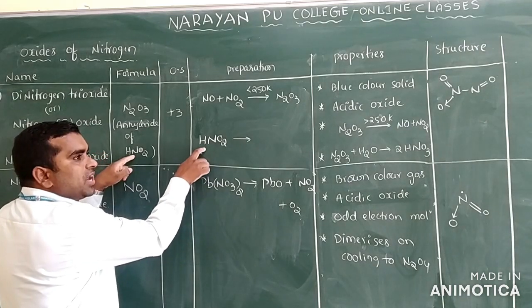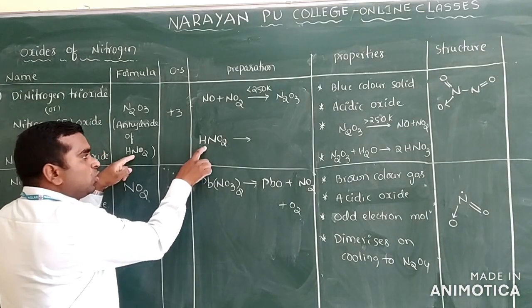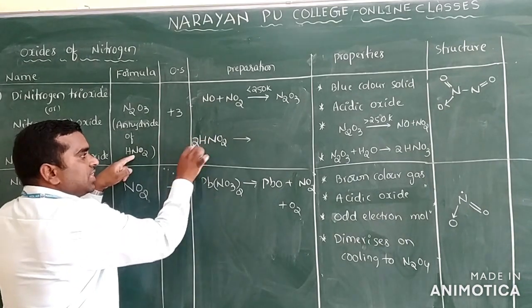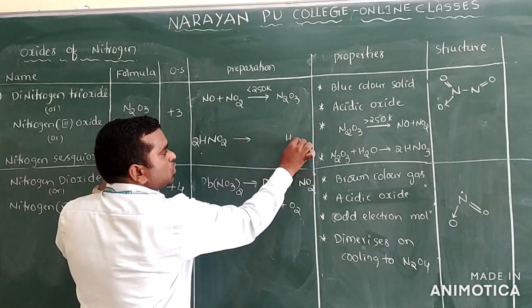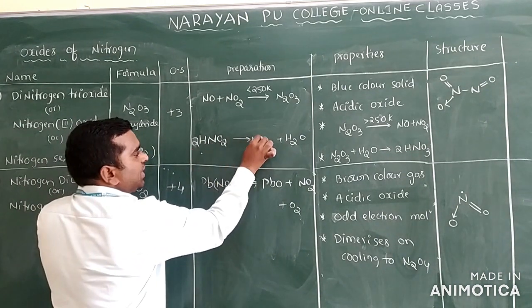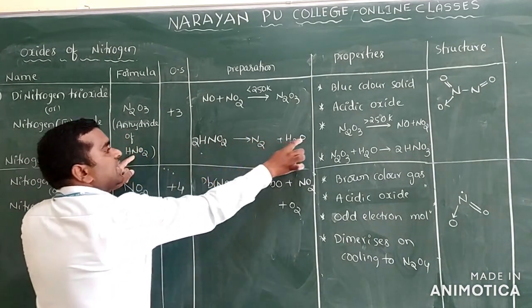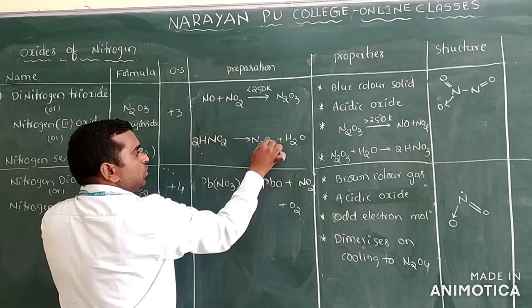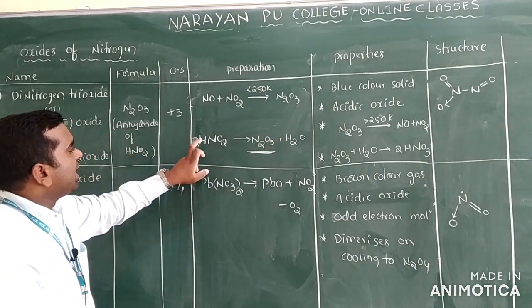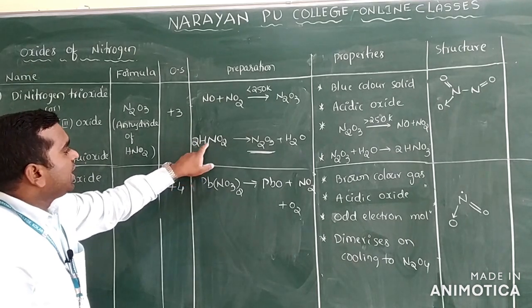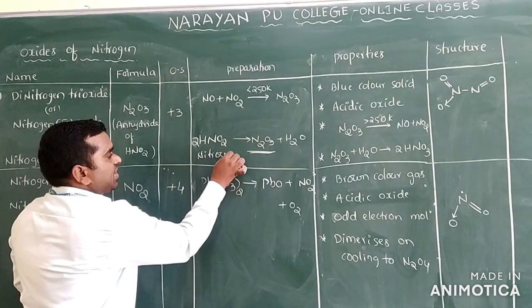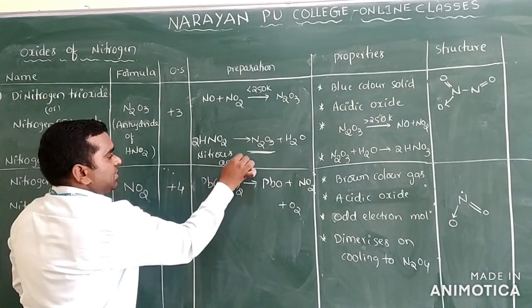To remove the water, how many hydrogens should be required here? 2, but here 1. Multiply with 2. Then remove the water, H2O. Then what is left here? You see N2 left here, N2, 4 oxygens are there, 1 oxygen removed, so N2O3. So that's why N2O3 is an anhydride of nitrous acid. What is the acid here? It is nitrous acid. Clear?